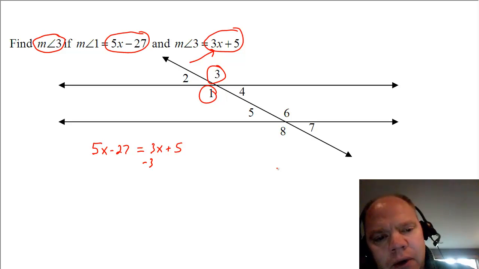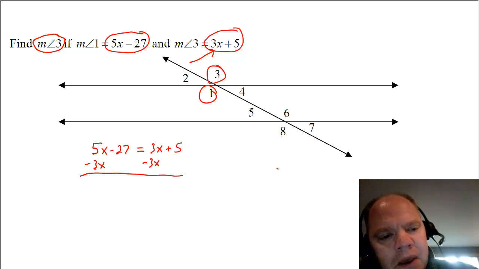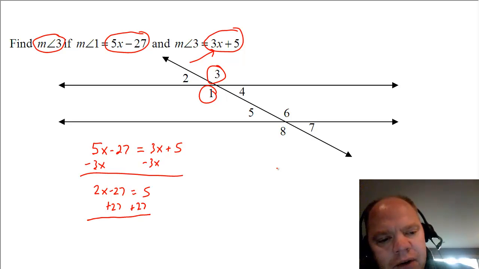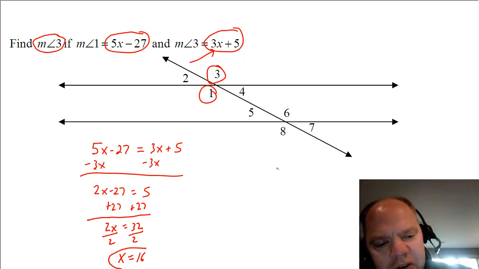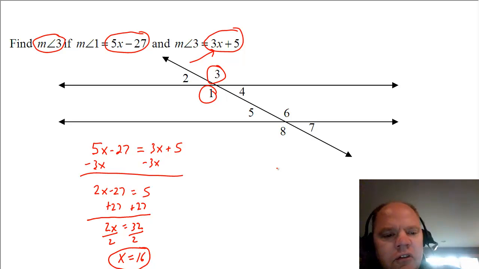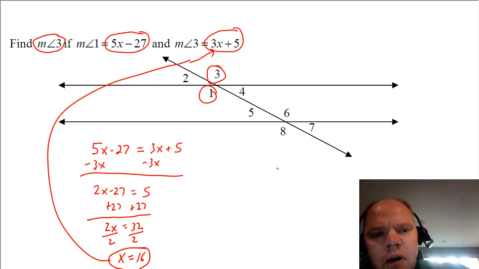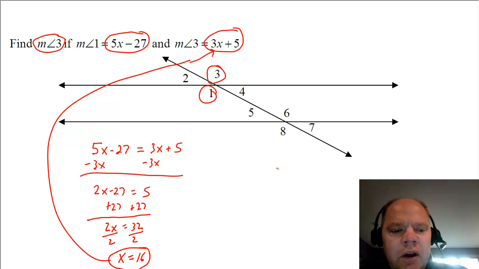So I'm going to subtract 3x from both sides. I'd like you to be doing this with me as I'm going through it. So I have 2x minus 27 is equal to 5. Then I'm going to add 27 to both sides. And if I do that, I get 2x is equal to 32. And then if I divide by 2 on both sides, we find that x is equal to 16. Okay. Now make sure that we understand that x is not our answer. x is just the value of the variable that we're going to plug in for the measure of angle 3.